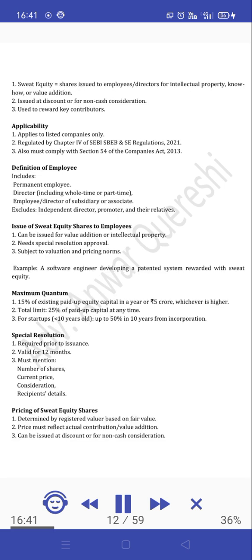Issue of sweat equity by a listed company. Chapter 4. Introduction. 1. Sweat equity equals shares issued to employees or directors for intellectual property, know-how, or value addition. 2. Issued at discount or for non-cash consideration. 3. Used to reward key contributors.